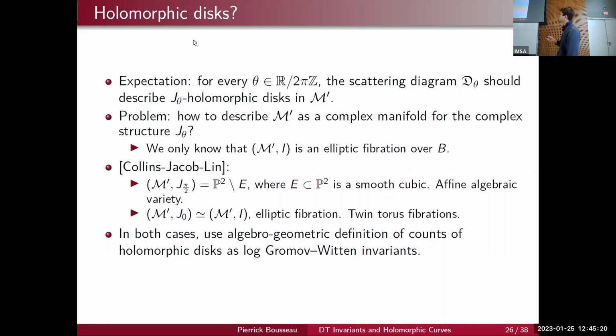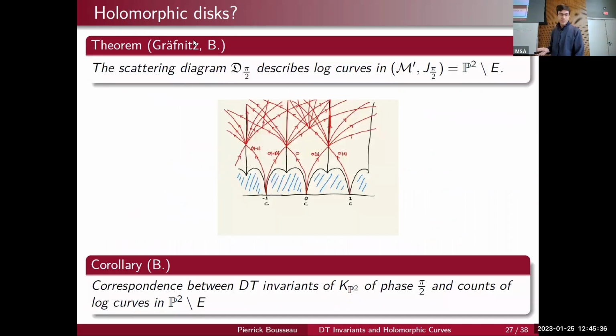But the point is that for theta equal to 0 and theta equal to pi over 2, we have some kind of algebro-geometric description of these two complex manifolds. And so you can use algebro-geometric techniques to describe holomorphic curves inside, so that log Gromov-Witten invariants. And here's a theorem: the picture I was drawing before for theta pi over 2, which was capturing DT invariants, is actually proving the correspondence. It really describes tropical curves capturing log curves inside the geometry P2 minus E.